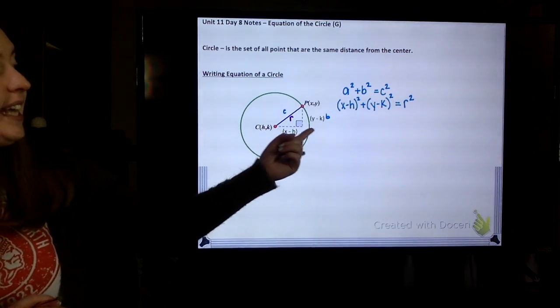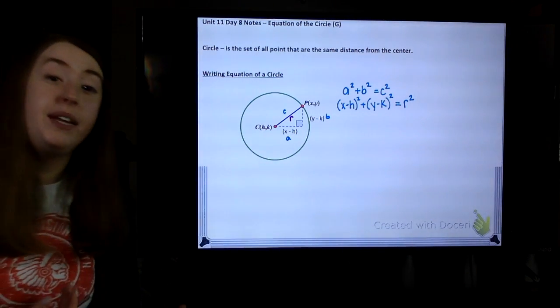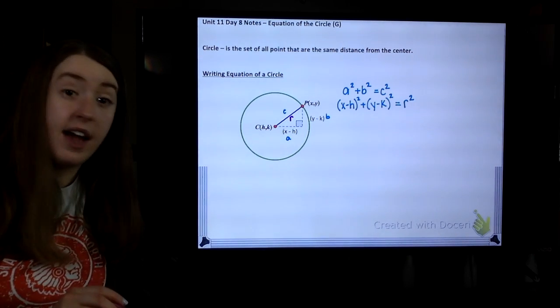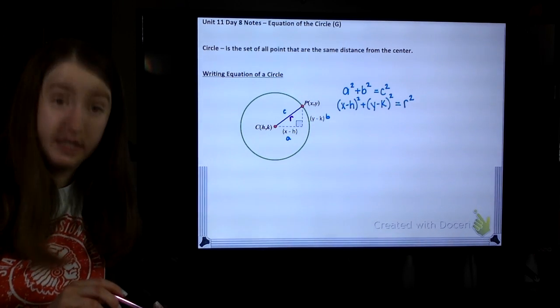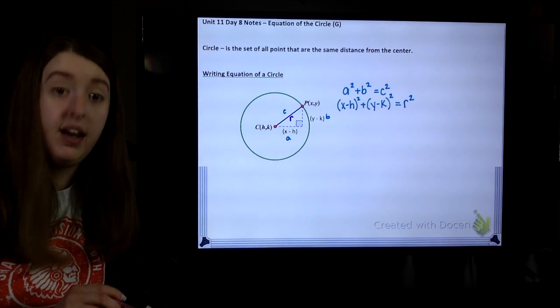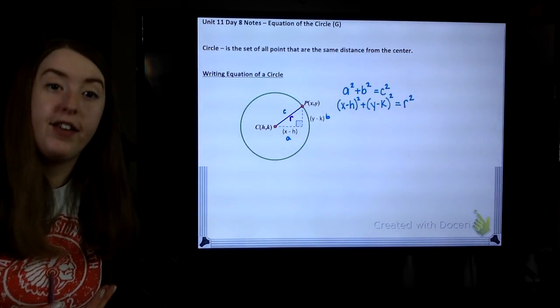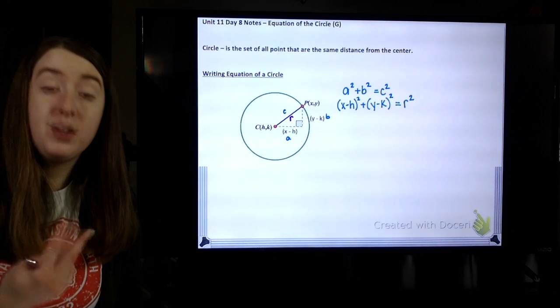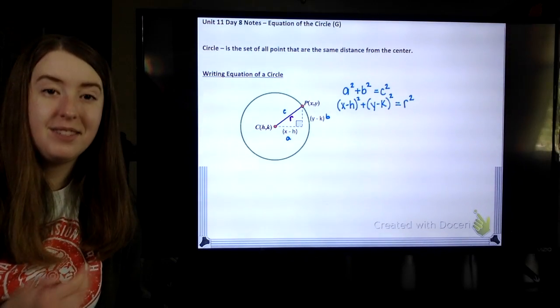The h and k are things that we tend to use for a center, or in Algebra 2, you're going to see it as a vertex for a parabola pretty often. So h and k are things that we use fairly often as placeholders for certain points.